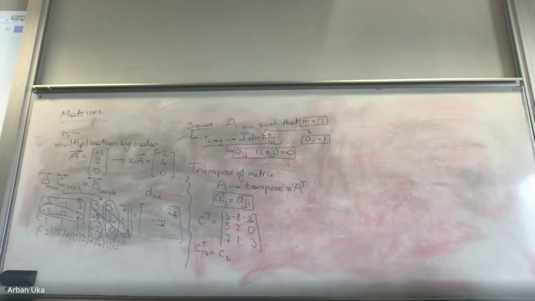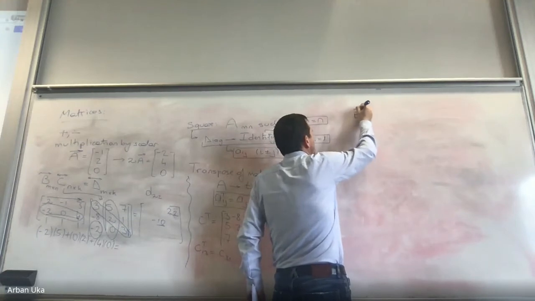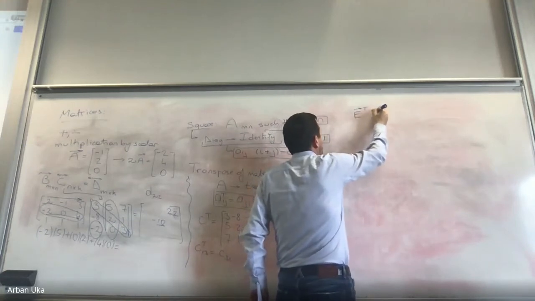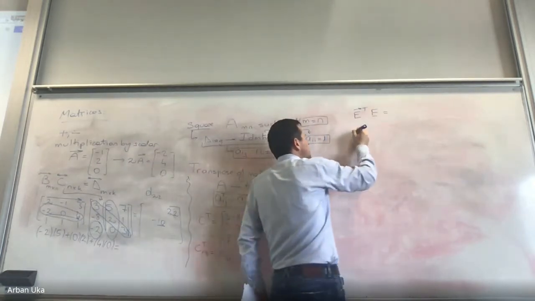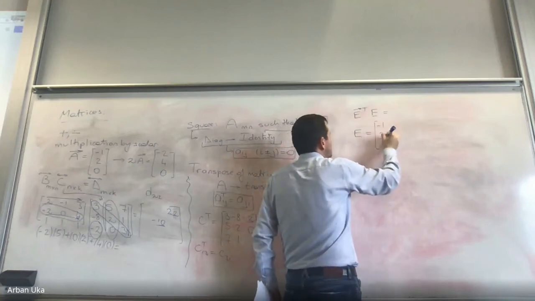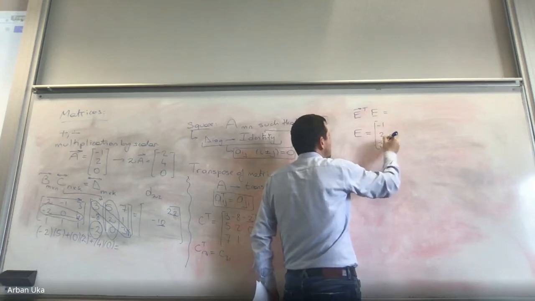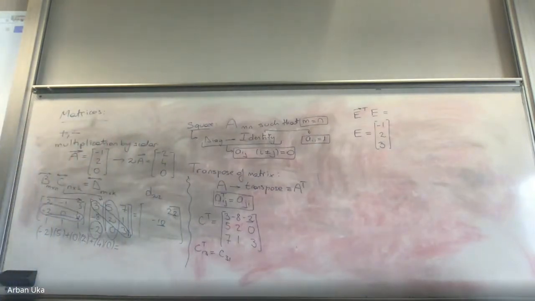So let's assume that we have a matrix E, and this matrix E is, for example, -1, 2, 3. So let's try to find what is E transpose times E. What would you write for this one? What is E transpose times E? E is given.